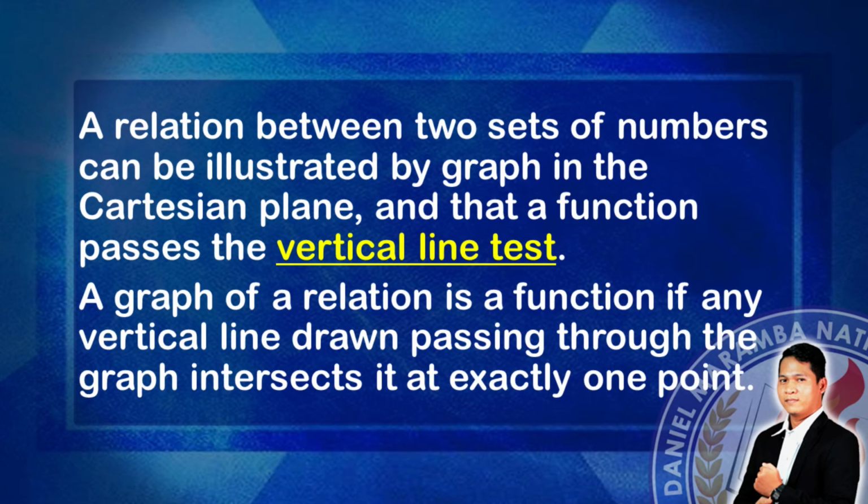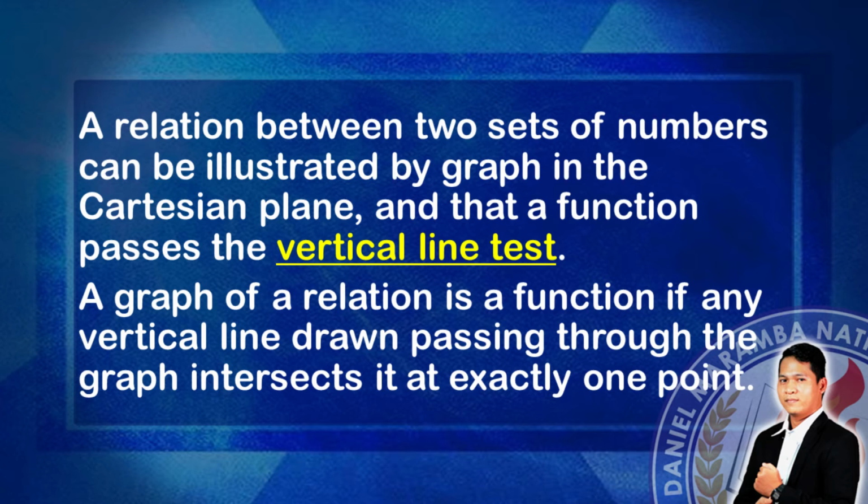Paano naman natin masasabi na ang isang relation ay function sa pamamagitan ng graph? So, a relation between two sets of numbers can be illustrated by graphs in the Cartesian plane, and that a function passes the vertical line test. Meron tayong tinatawag na VLT or vertical line test.